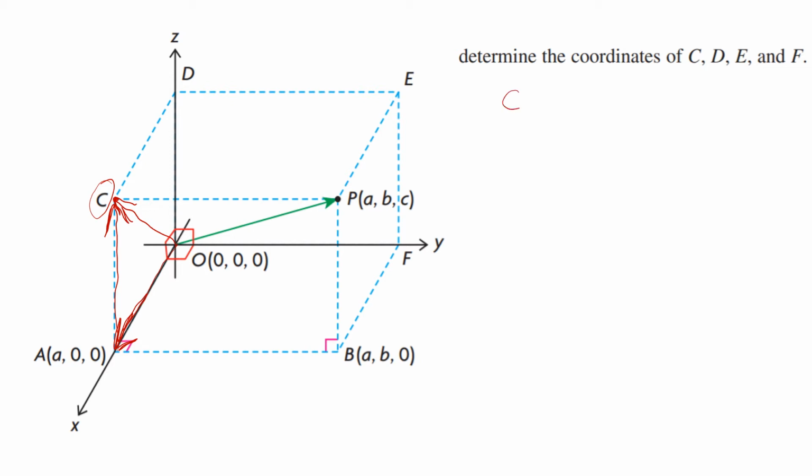So the coordinates for C would be: I have the x component, so I'll just put A. I have the z component, but I don't have the y component. So in the place of y, I'll put 0, and my z component is C.